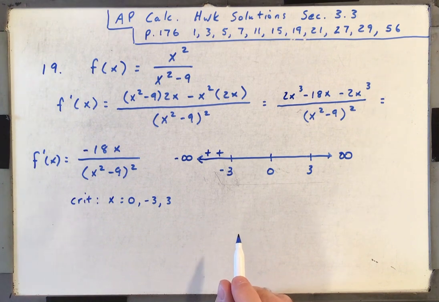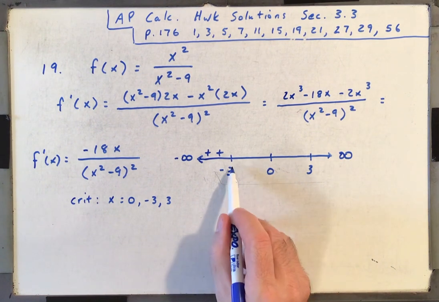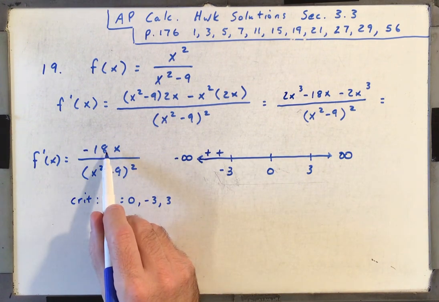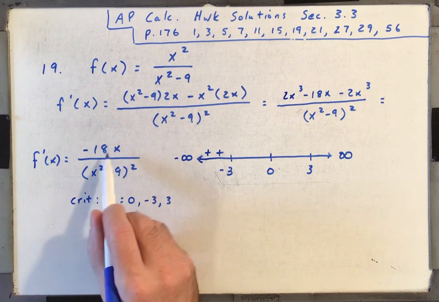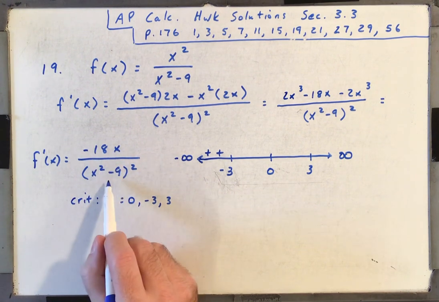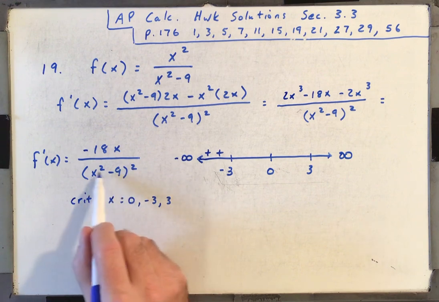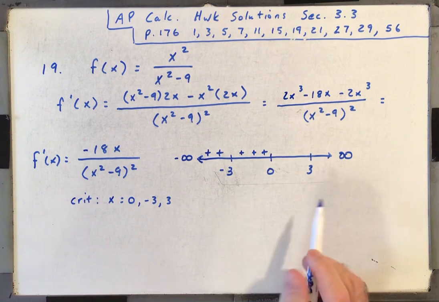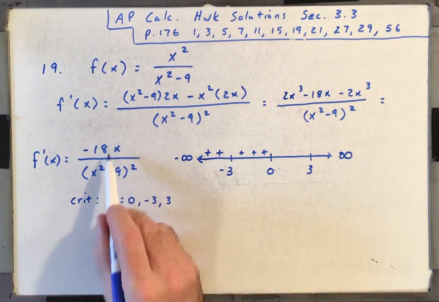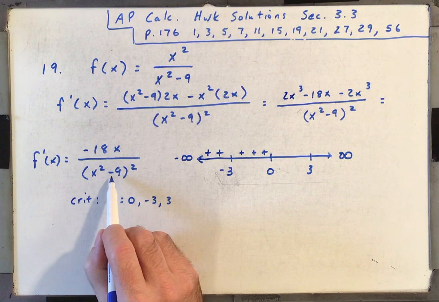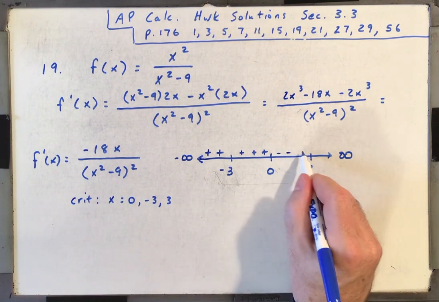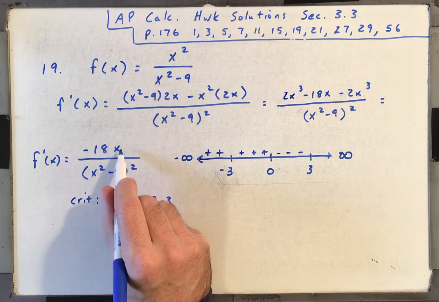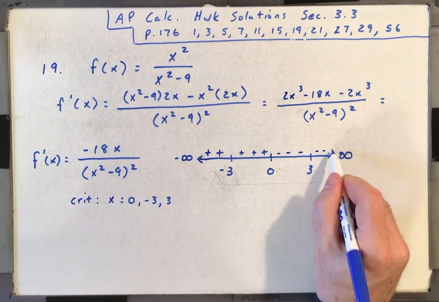All right. How about -1? That'd be a good one to pick in this interval between -3 and 0. Okay, so that'd be positive, -18 times -1, positive, and then since you're squaring it, the bottom's going to always be positive. Now if I plug in 1, I've got a negative. The bottom's always going to be positive because we're squaring the answer. So that's negative. And then if I put in 5 or 10, negative over a positive, that's negative.